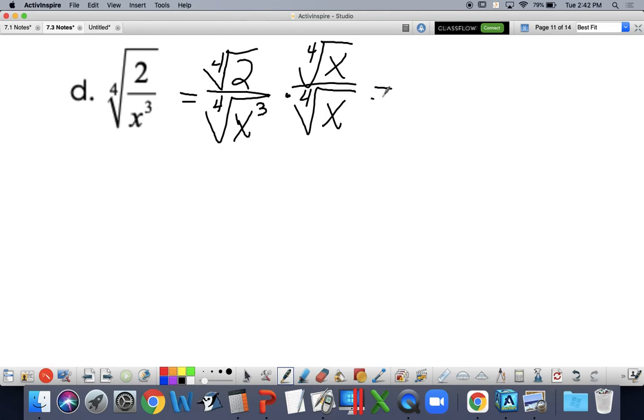My numerator, I'm going to multiply those two things, right? I have the same index, so I can multiply those two together. And then down here, I get the 4th root of x to the 4th, which is just x.